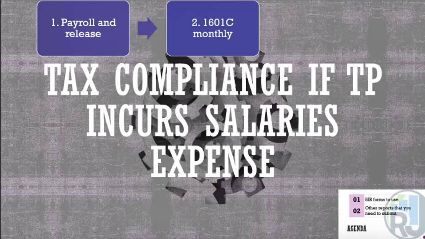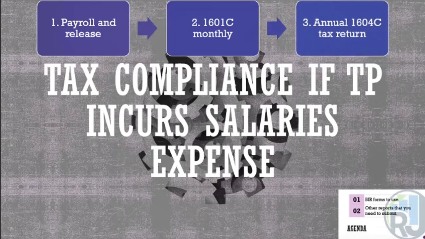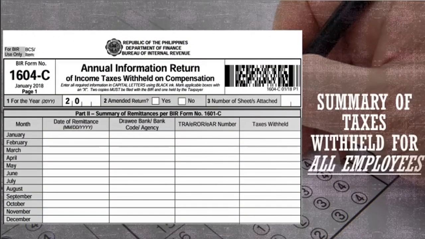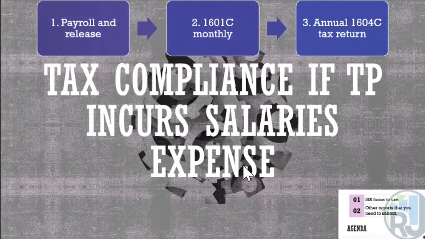Next, after doing 1601C every month, the taxpayer needs to summarize the total amount of taxes withheld for the whole year using BIR Form 1604C. Now, in this case, 1604C shows us the total amount of taxes withheld from all of the employees from the months of January to December. But wait, there's more! Hindi lang natatapos yun sa BIR Form 1601C at BIR Form 1604C.